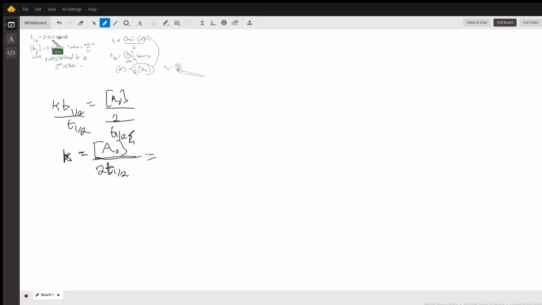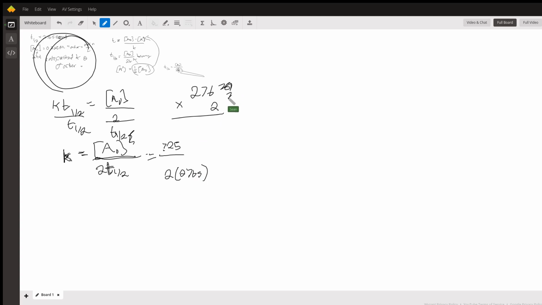And given our values up here, the initial concentration of A is 0.725, and then the half-life is 276 seconds. 276 times 2, let's see, 250 times 2 is actually 500, and the remaining 26 times 2 is 52, so it should be maybe 552.